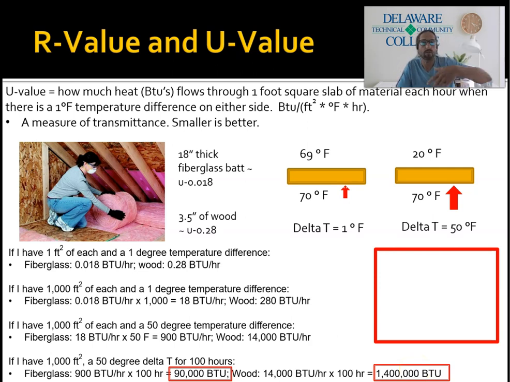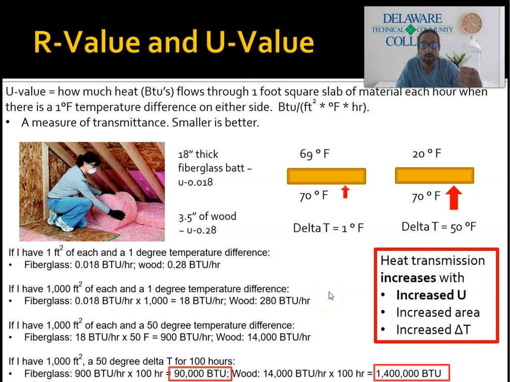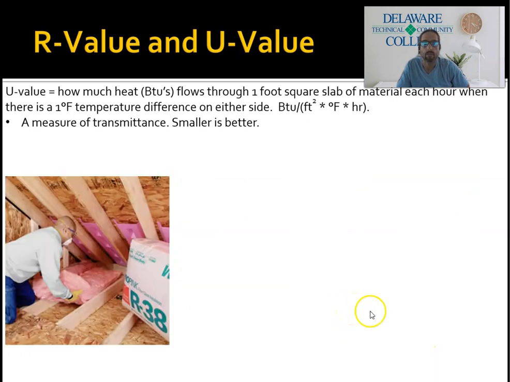You have the ceiling, you have the walls, you have the floor, you have everything else, and that heat loss can really add up, even though we break it down to the U factor, and it's like, wow, 0.018, 0.28, that doesn't really seem to make much of a difference, but as you can see, it does add up once you start scaling up. And one of the important take-home lessons here is that heat transmission, all else being equal, is going to increase with increased U. So a higher U means more heat movement, increased area, and increased delta T. And I would add increased time as well. Okay. So that's the basics of U value.